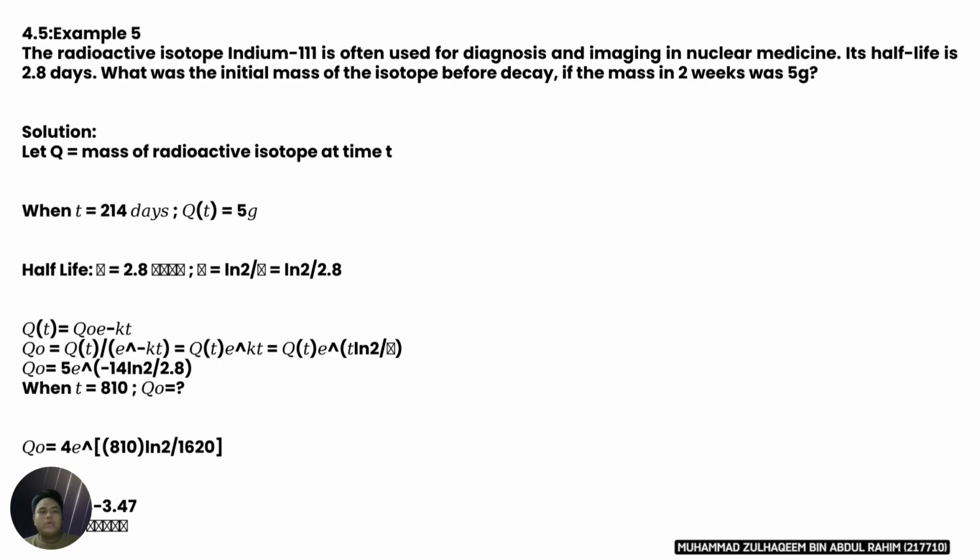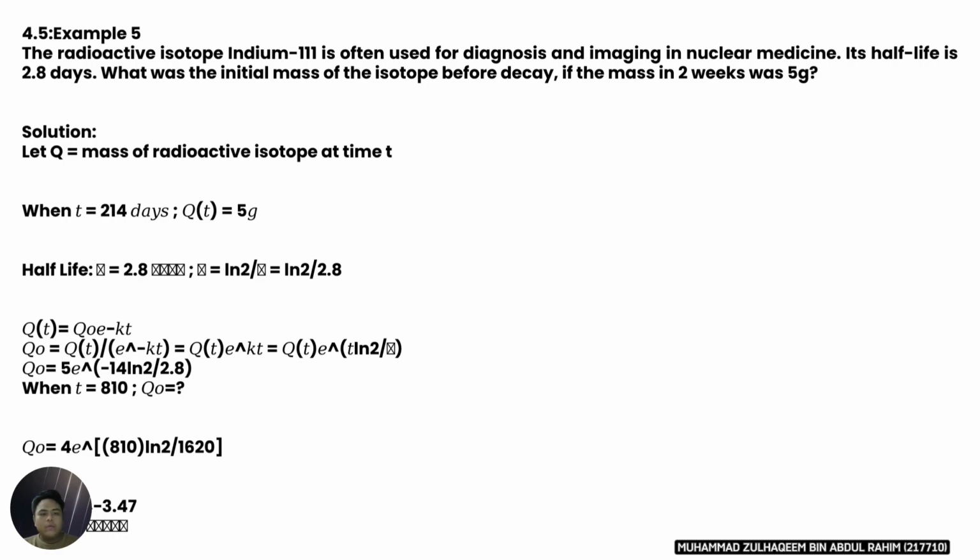First of all, let Q equal the mass of radioactive isotope at time t. When t equals 14 days, Q(t) equals 5 grams. The half-life is 2.8 days, so tau equals 2.8 days. We use the equation K equals ln 2 over tau, so we get K equals ln 2 over 2.8. Then we use the equation Q(t) equals Q naught e to the power of negative Kt.